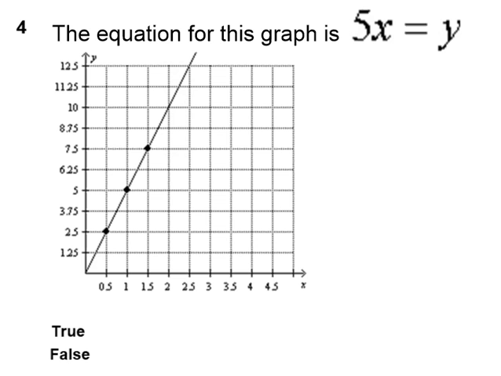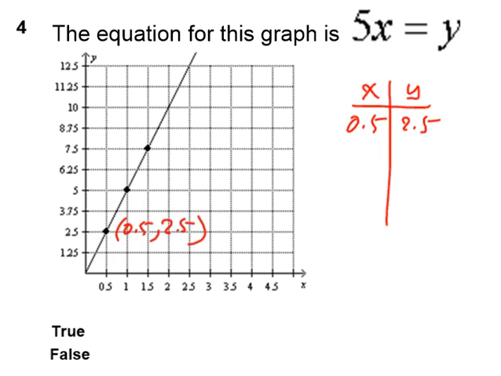Question 4. We have this graph here. If we were to make a table of values for this graph, x and y, the ordered pair for this is 0.5 for the x value and 2.5 for the y. So in our table, 0.5 for our x, 2.5 for our y. This one is 1, 5, and this one here is 1.5 and 7.5. That's the first 7.5 I've ever seen. So from the table of values, the difference here is 2.5.